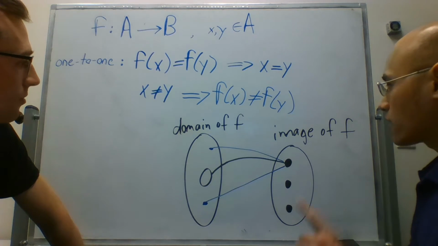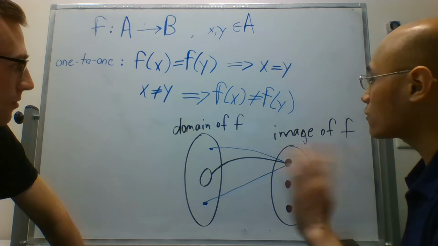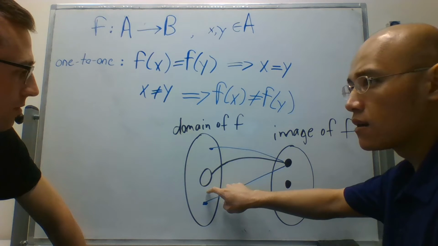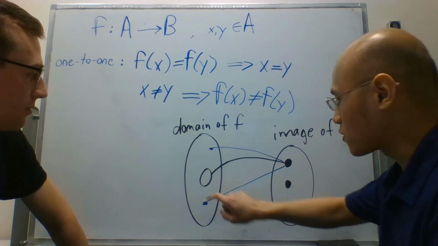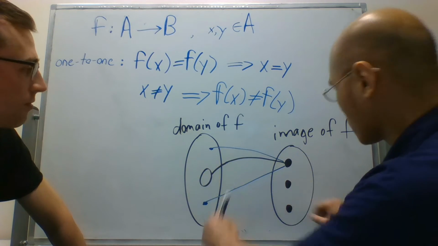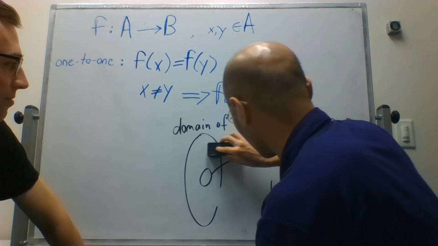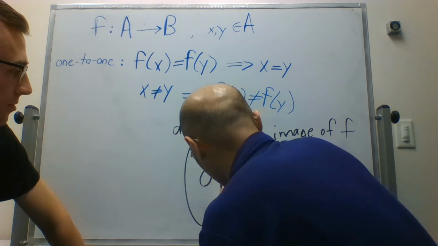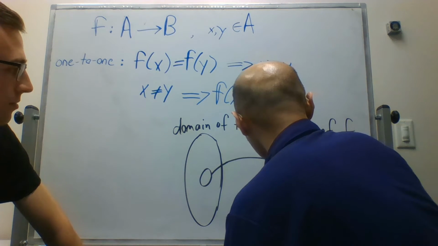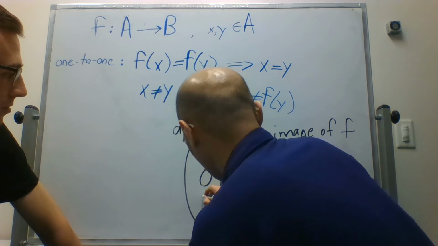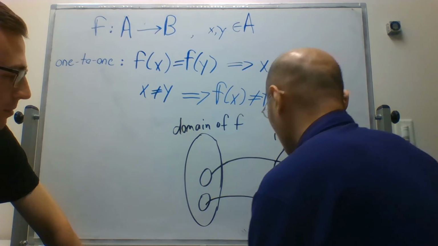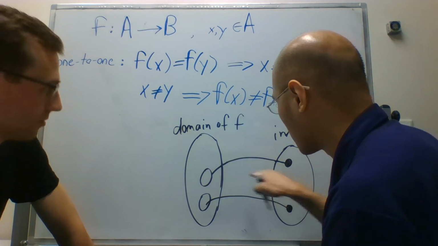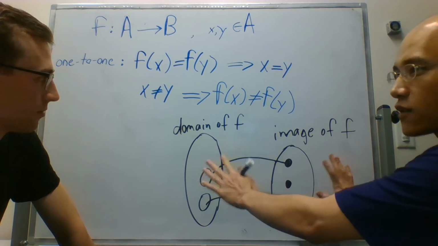Right. Now, I think it's important to point out here that it is entirely possible that some element in the image of f is not mapped by some element. This could be our function, and we want this to be one-to-one. So here's the domain, and here's the image. Let's say I have another element here that maps to this. But this element here is orphaned. There's no connection between this element and any element here. This is still a one-to-one function.